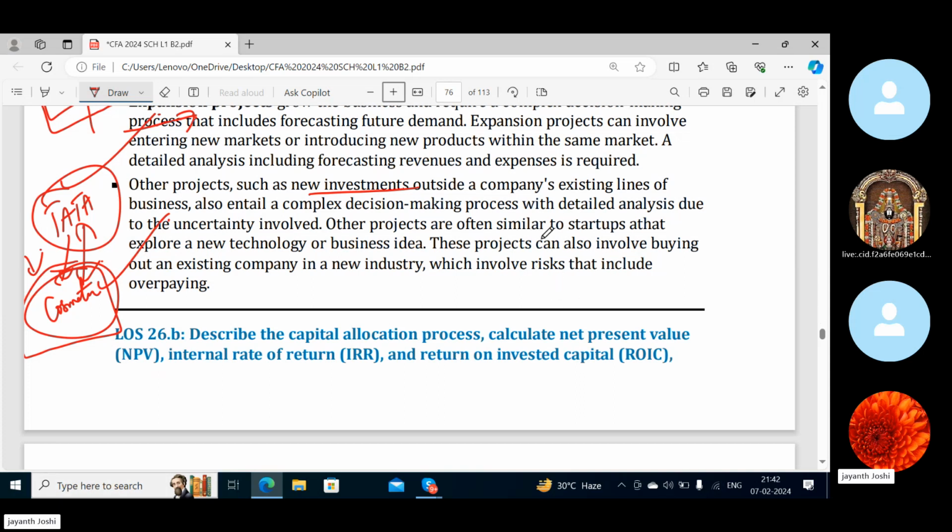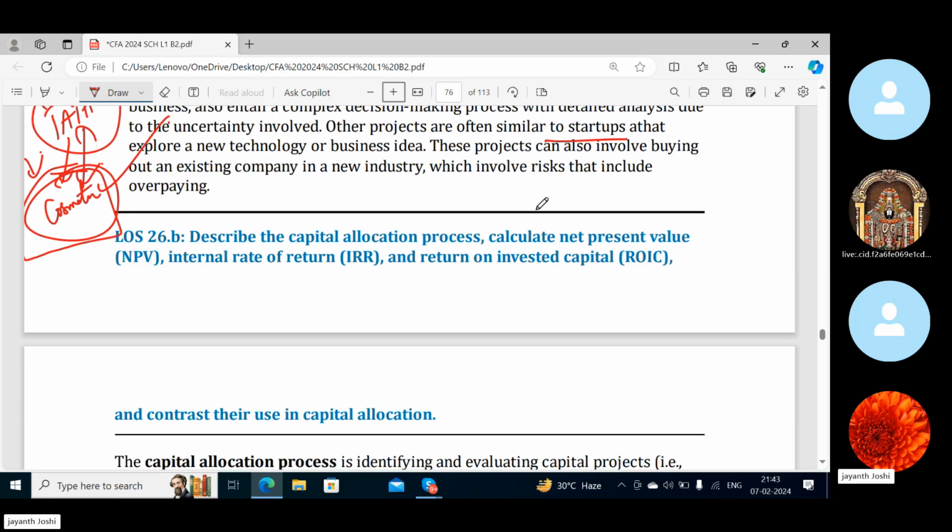Or you can go for any startups. You can start a startup, okay, with a business idea. So these are the types of projects which you can take up, put your money as an investment into it. Either you can put it, or you can arrange the money from different sources, okay, and go ahead with the projects. Now, next question, describe the capital allocation process. That means the money which you want to use for a specific purpose. Calculate net present value, IRR, and ROIC, return on invested capital.